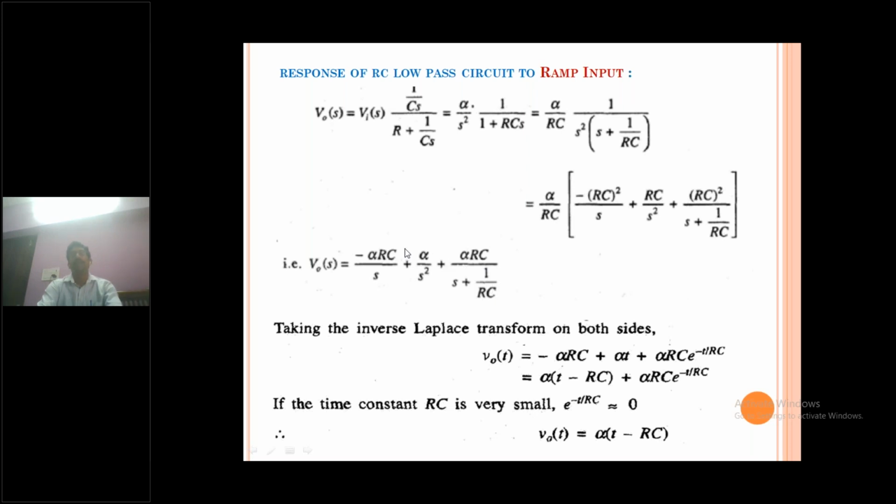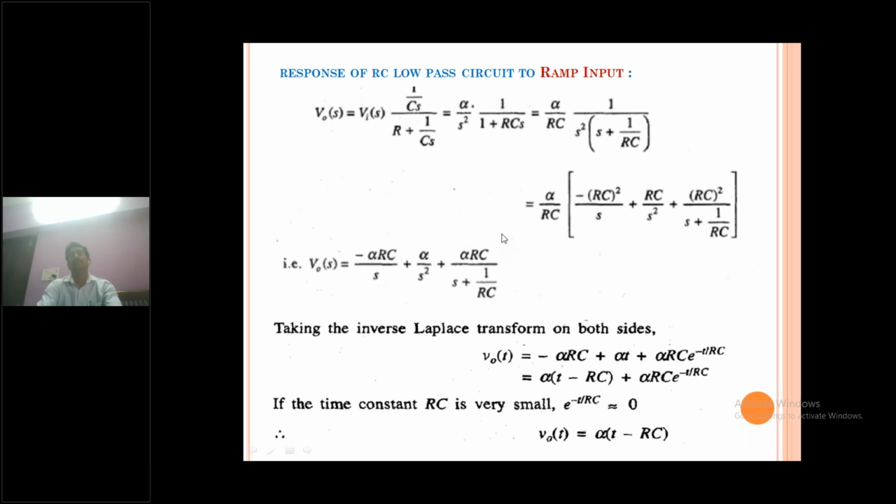Now applying the inverse Laplace transform, because this is in the s domain and we are converting to the time domain. So V naught of t: the first term is minus alpha RC into 1 by s. You know that the inverse Laplace of 1 by s is 1, since Laplace of 1 equal to 1 by s. That's why minus alpha RC in the first term. Second term, Laplace of t equal to 1 by s square, so the second term in the inverse Laplace is alpha t.